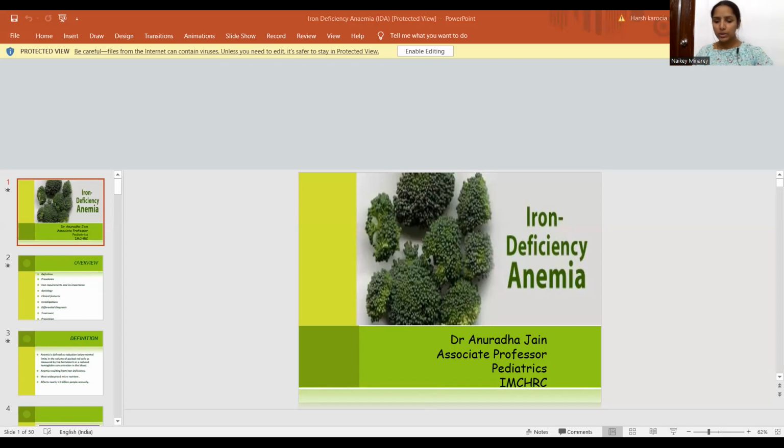Okay, now coming to megaloblastic anemia. Anemia, I will be covering iron deficiency anemia and megaloblastic anemia. So, definition, causes, pathogenesis, clinical features, investigation, complication, treatment, and differential diagnosis. We will discuss that.